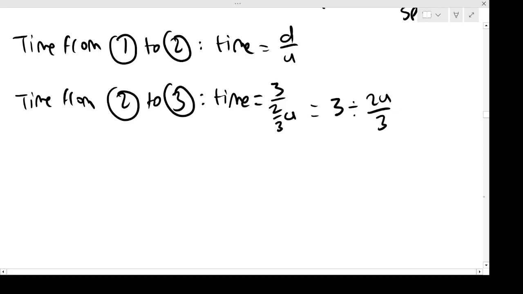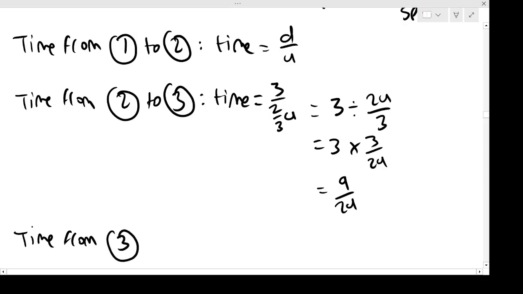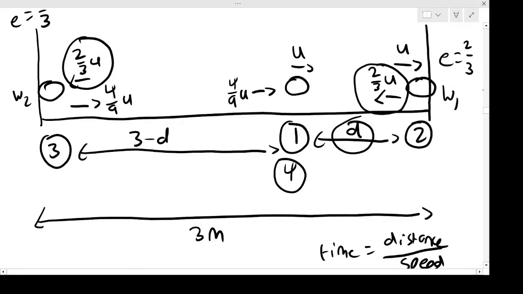And then think back to GCSE, dividing fractions: keep, flip, change. So 3 times 3 over 2u simplifies to 9 over 2u. Okay, and so there we are. Then we can lastly work out the time from point 3 to point 4. So in that period, the time is going to be from point 3 to point 4.